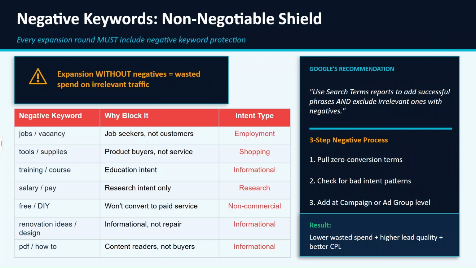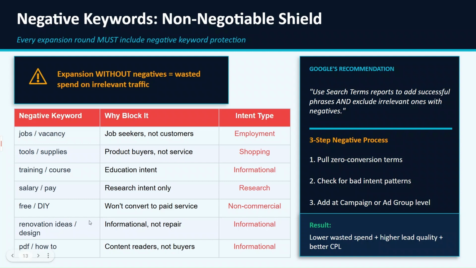Okay, so look at the table on screen. Jobs and vacancy: these are people looking for employment, not a plumbing service, right? So block them. Then tools and supplies: these are people shopping for plumbing products, not a plumber, so block them. Then training and courses: these are students, not customers, so block them. Then salary and fee. Then renovation ideas and design: information searches, not service buyers.